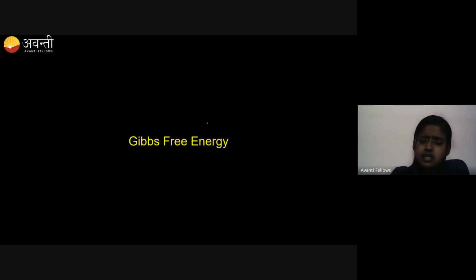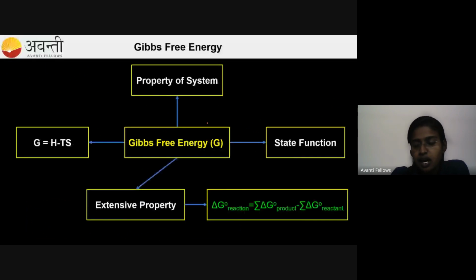The next topic is Gibbs free energy. Gibbs free energy is denoted by the letter G, and it is also a property of a system. It is a state function, depends only on initial and final state, and it is an extensive property, meaning the value changes on changing the size or quantity. And if I have to find out delta G naught of reaction, then I have to do product minus reactant.